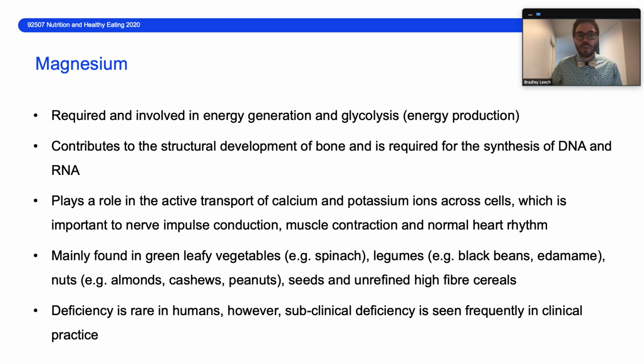Okay, magnesium. Magnesium is an interesting one. It's generally recommended for nervous system support. However, it's got a number of other particular functions within the body. It also supports bone development, and also supports glycolysis, that is the production of energy. Okay, it supports muscle contraction. It supports the normal rhythm of your heart. It supports the transport of calcium and potassium ions across the cells.